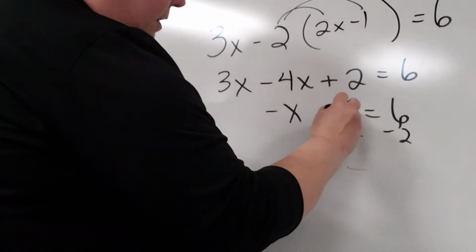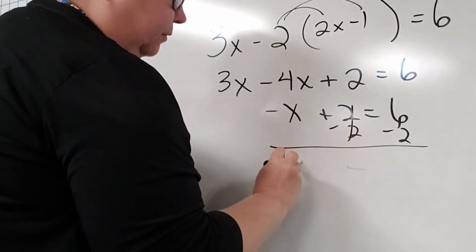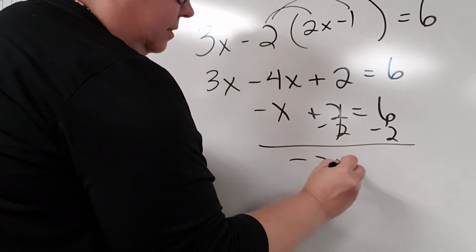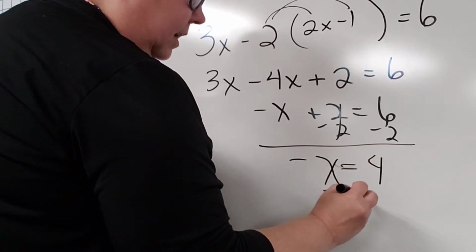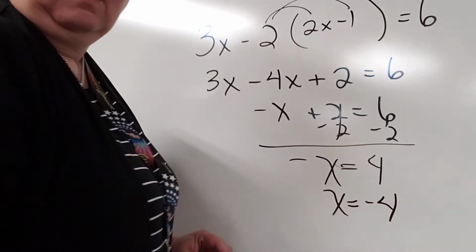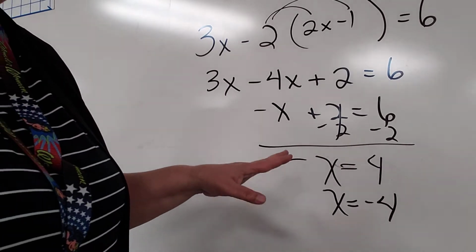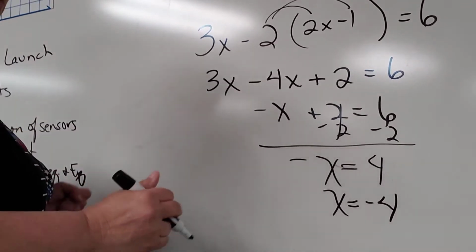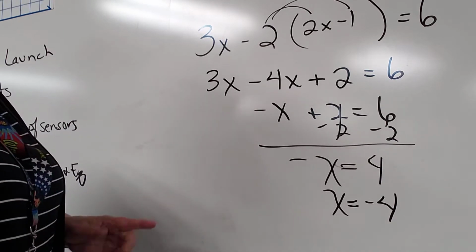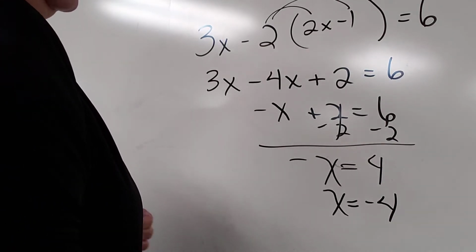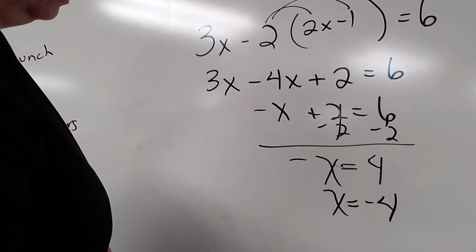Moving it over, that cancels. I'm left with negative x equals 4, so x equals negative 4. Now, many of my students at this point say, hey, I'm done, yay, I got an answer, and it looks right because it's a whole number. Forget the fact that there's more fractions in the world than whole numbers.